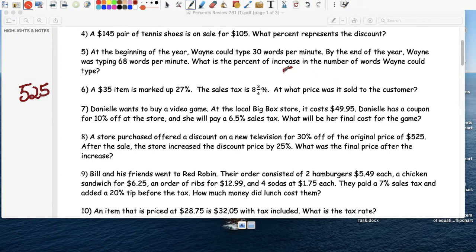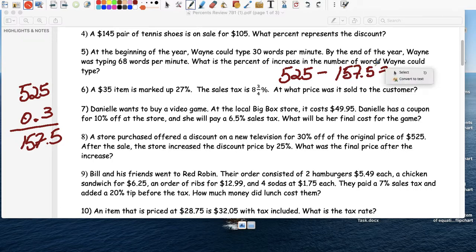Okay. If you want to do it the other way, here's your original price, 525. Let's find a discount. What's 30%? Well, it's 0.3, right? 525 times 0.3 is $157.50. So we have to subtract that, right? So after a 30% discount, our TV is priced at $367.50.